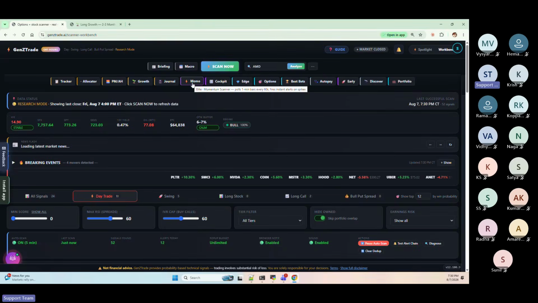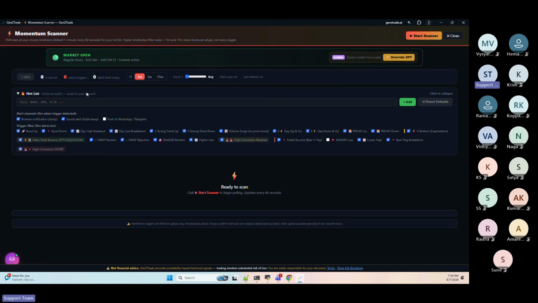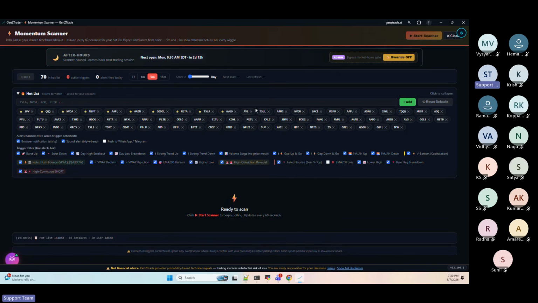This is the most powerful functionality of the system, the momentum scanner. I think I have many people who have a daily target, like, hey, I want to make $1,000 a day, for example. They just rely on the momentum scanner, and they're doing really good there.